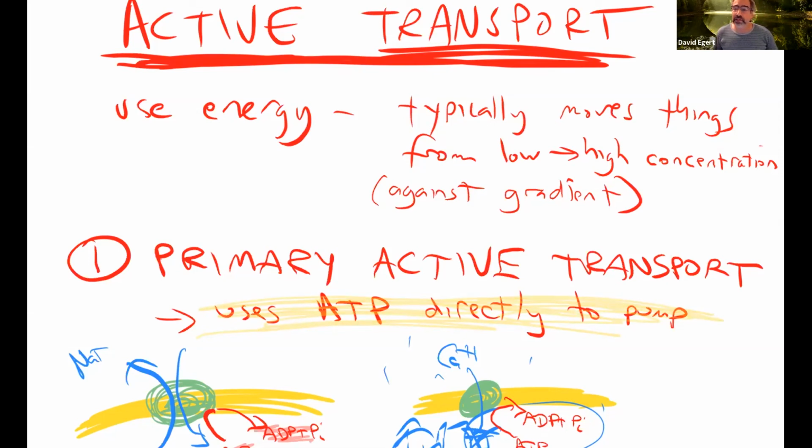This is going to be in contrast to secondary active transport, which is still going to use energy, and is still going to move things from low to high against their gradient. However, this other part we're going to do now, the secondary active transport, is not going to use ATP directly. So let's see how that works.